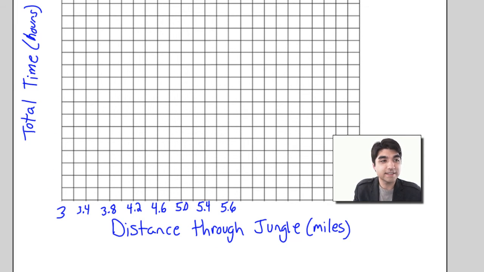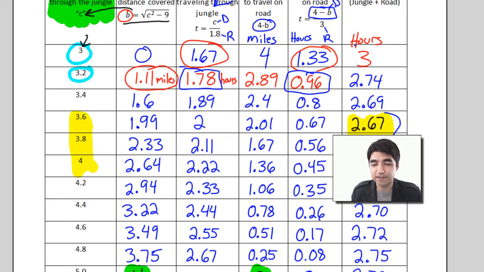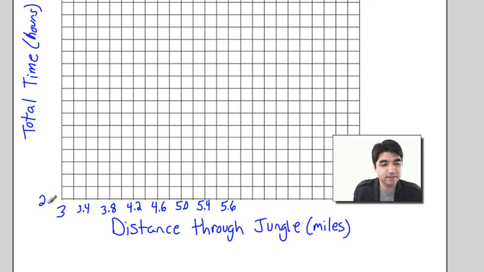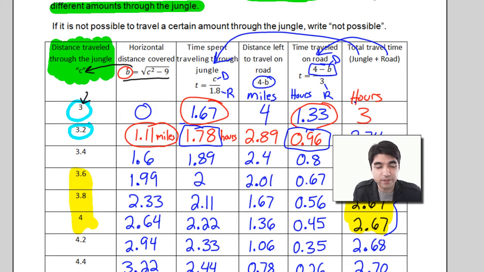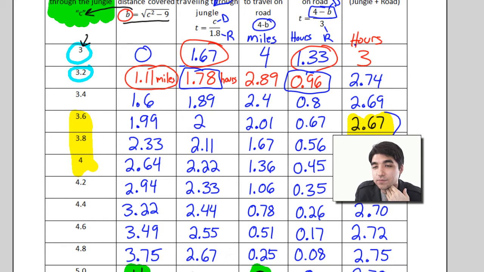Then on the Y scale, let's check out our values for that. That is the total time. It looks like our lowest value is 2.67. So we might go by 0.05, so probably start at 2.6, and then go to 2.65, 2.7, 2.75, 2.8. Oh, I could probably stretch that even more. Yeah, I could probably go by 0.02s.